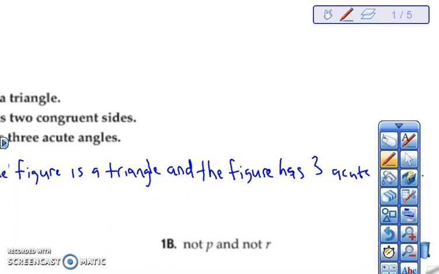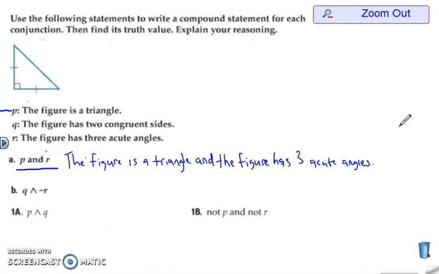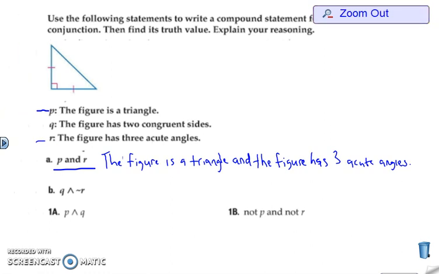All right, so if we look at this, is the figure a triangle? Yes, so the first part is true. Do we have three acute angles? No, because one of the angles was marked as a right angle. So a conjunction can only be true if the whole thing is true. Therefore, this statement is false.